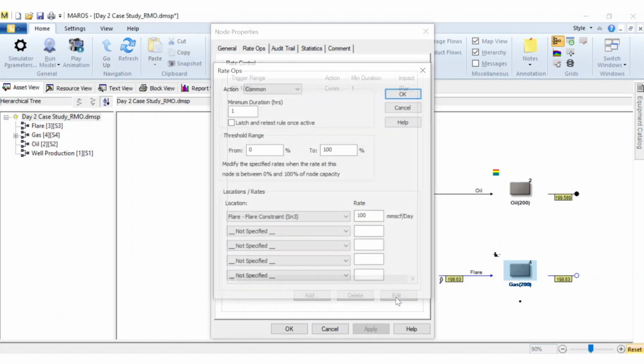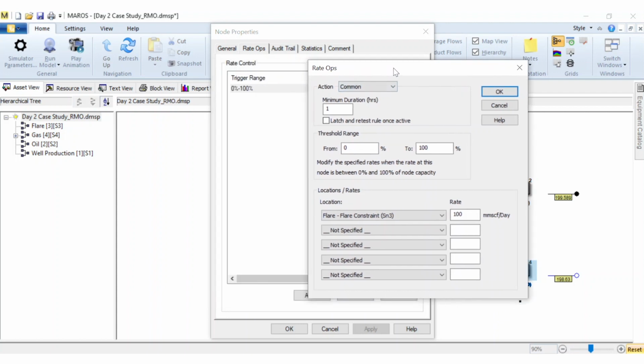What we have set up here is a trigger range of 0 to 100%. The target node that this limit will be set on is the flare, and we're going to limit the flare to 100 units per day. Essentially, whenever the gas stream is in operation, flaring is always limited to 100 units per day.